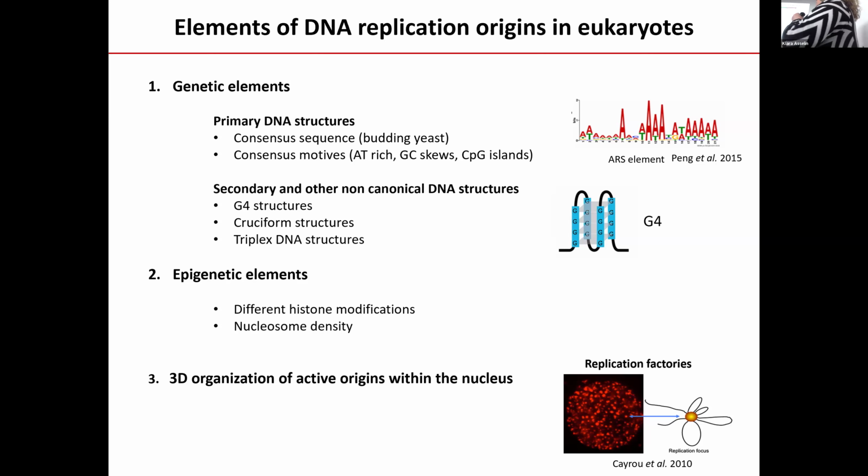There are motifs like AT-rich structures, GC skews, or CpG islands. There are also secondary structures involved. There can be G4 structures, as is depicted here, cruciform structures, and triplex DNA structures. There are also epigenetic elements that are involved or can be involved, like histone modifications or the nucleosome density. Also, origins can be organized in 3D structures within the nucleus, where the origins are then grouped into replication foci within the nucleus.